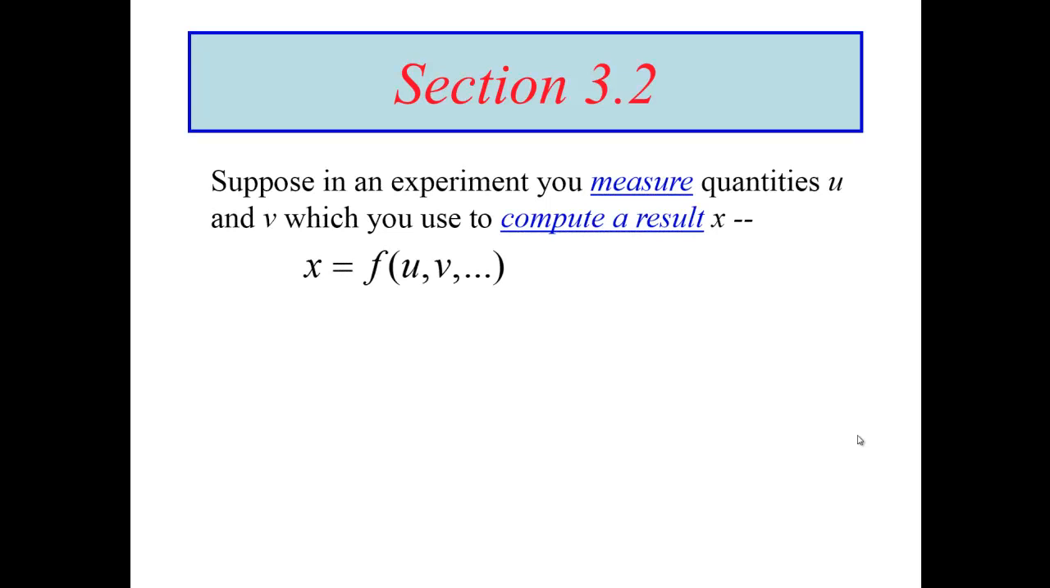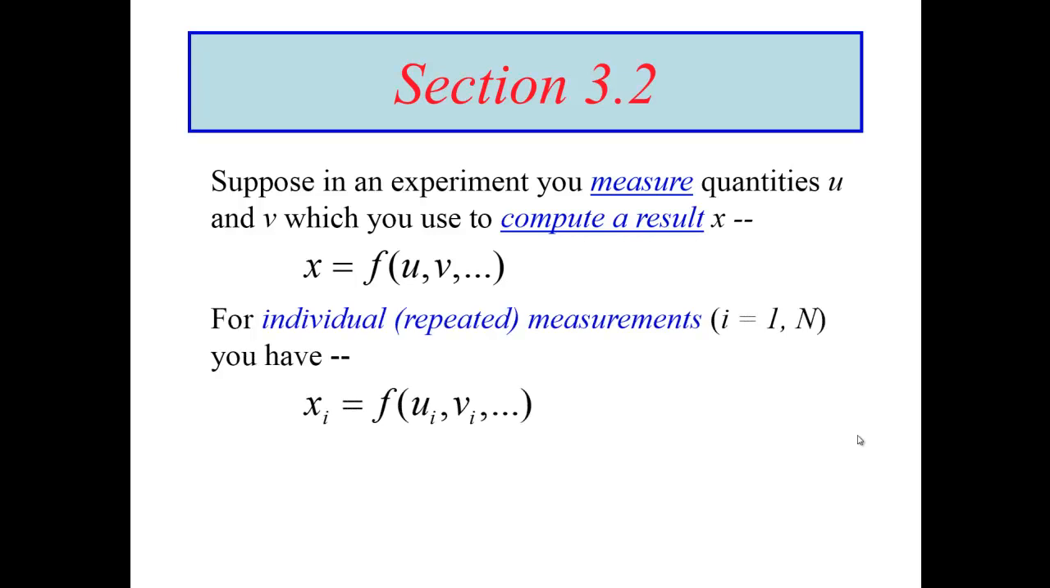So this comes from section 3.2, and as I already alluded to, suppose in an experiment you measure various quantities. U and V are the symbols that we'll use for these quantities, but there could be more than two, and these quantities are used to compute the result that we're really interested in, x. So x is a function of the measured quantities U and V and W and however many others that we have. If we do repeated measurements 1 through n for these quantities U and V, we would end up with individual measurements of the quantity we're really interested in, x.